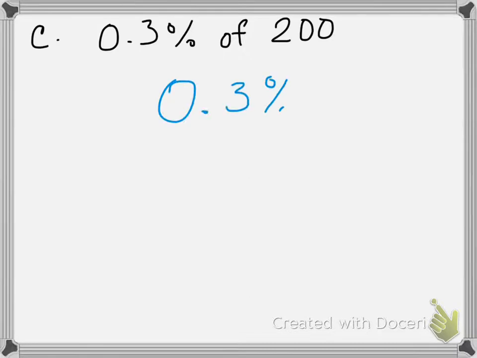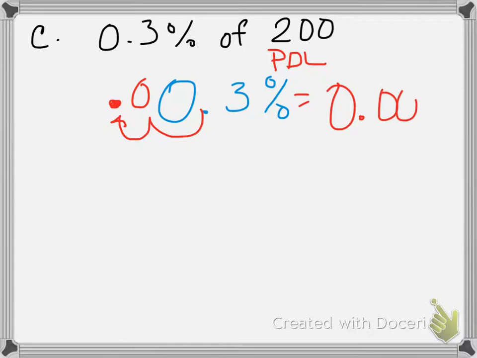All right, so for 0.3% of 200, you're going to use the percent to decimal left method again. So that means we're going to move that decimal 2 spaces to the left. Also, I made a little note, PDL. Remember, we have that empty egg carton right there, so to the left of that blue 0, we need to put another 0 in there. We also need our leading 0. So when we make that change, our final percent to decimal left number is going to be 0.003.